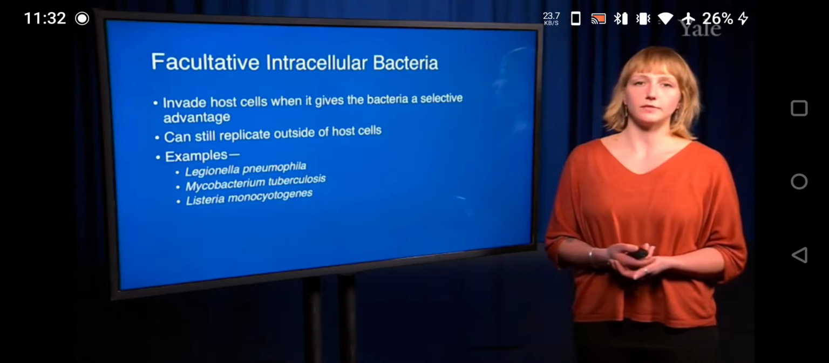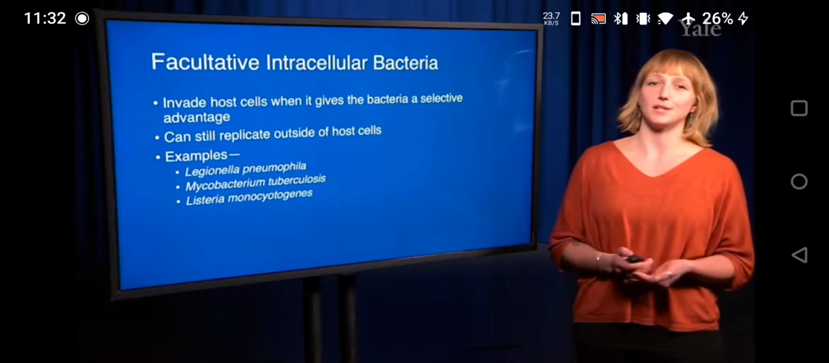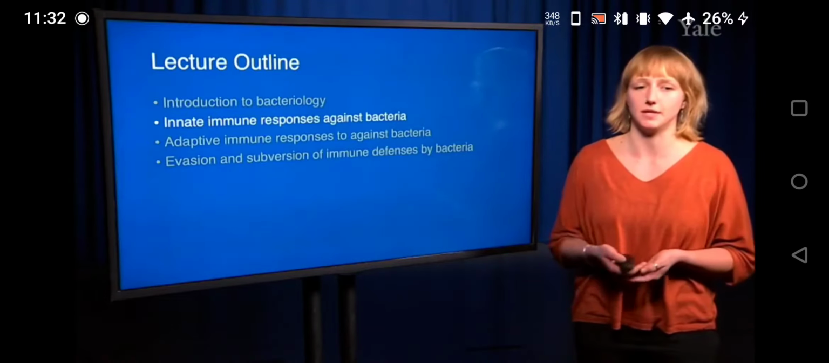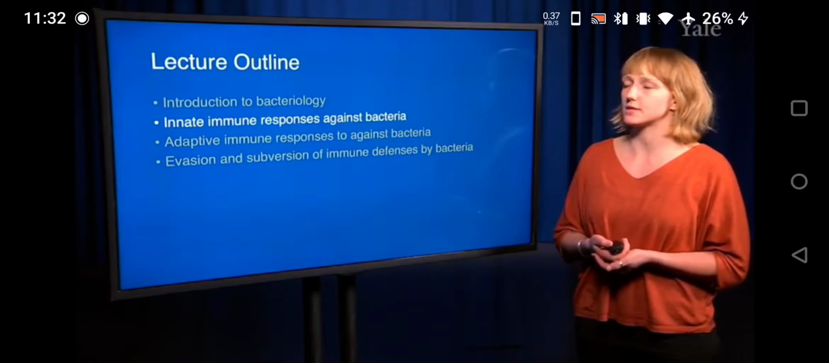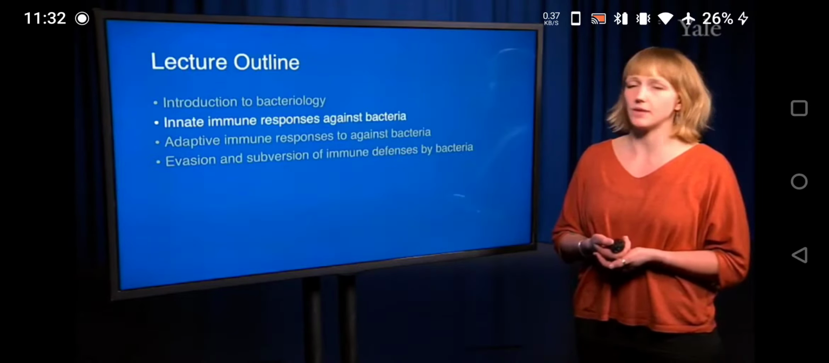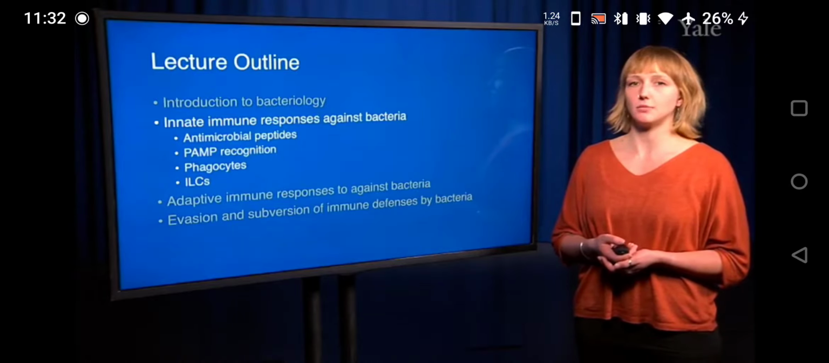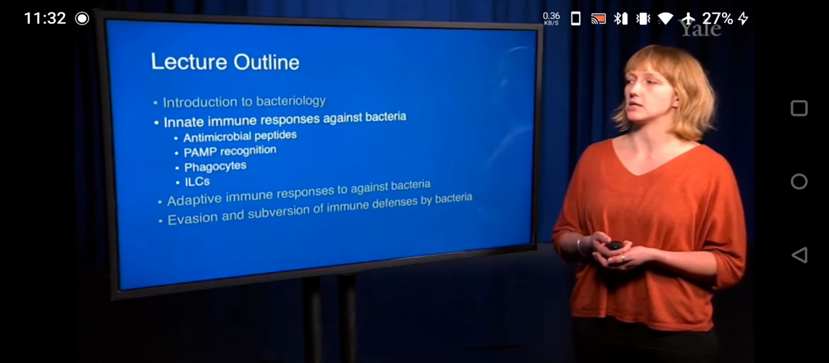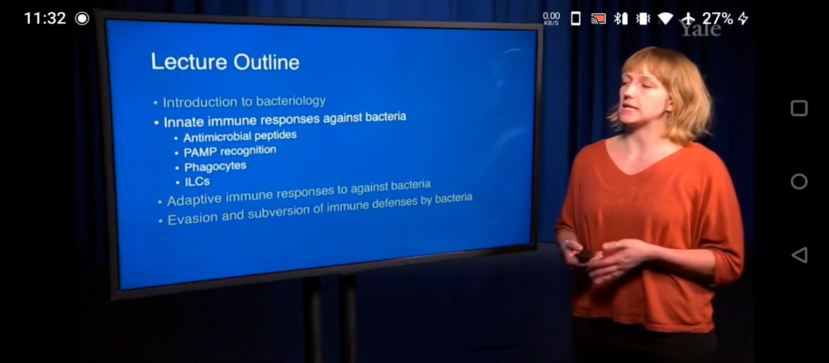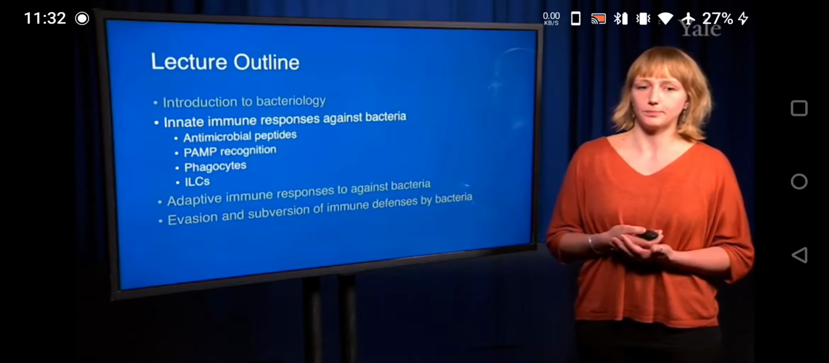Now that we have a very brief overview of bacteriology, let's dive into the immune responses against these pathogens. And let's start with the innate immune response, where we'll talk about antimicrobial peptides and pathogen-associated molecular pattern, or PAMP, recognition. The role of phagocytes and ILCs will then follow.